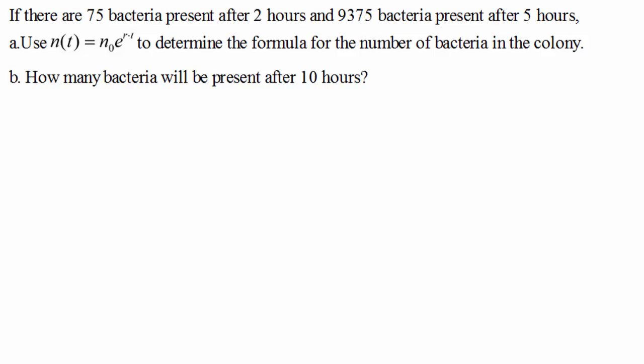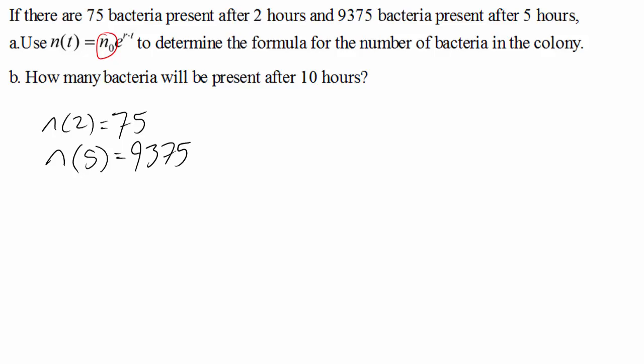All right, this is promised to be challenging, and so it will be. So we don't know how many bacteria are present initially, and that's kind of important to our N sub 0 here. So that's going to make the equation work, or at least part of it. So what we do know is that N of 2 equals 75, and that N of 5 is going to be equal to 9,375.